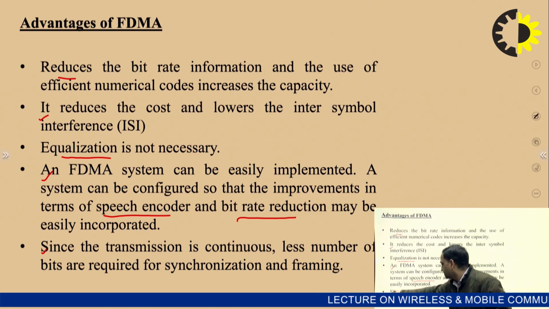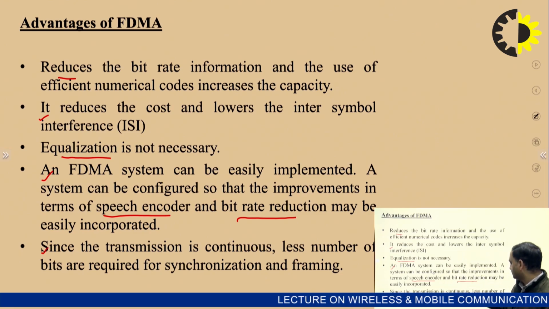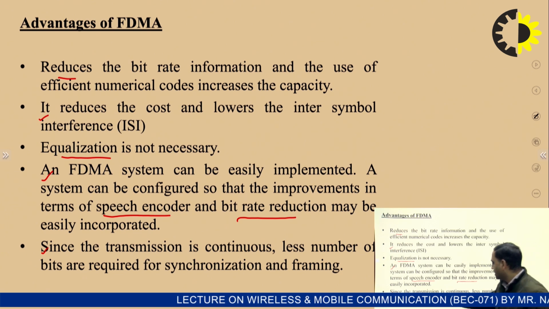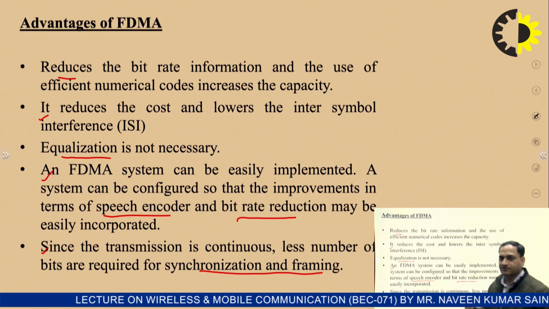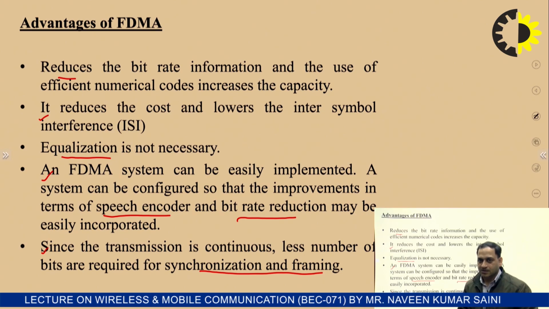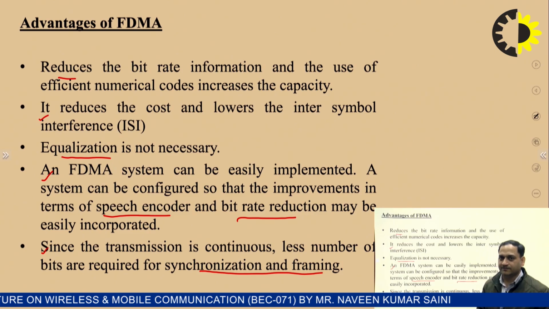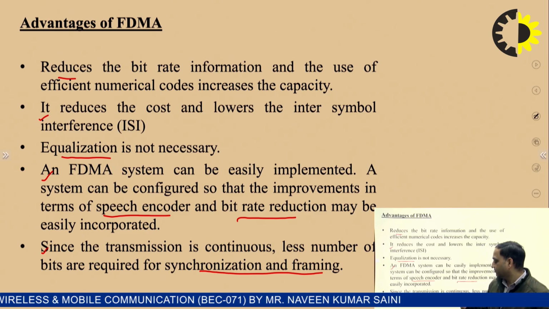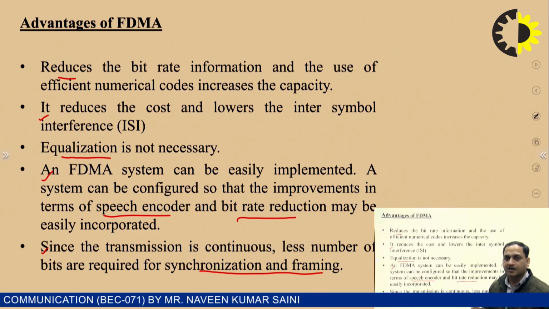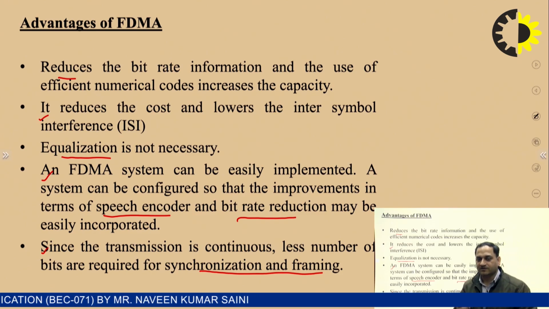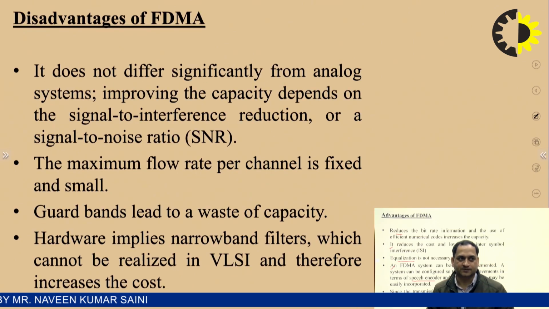Next, since the transmission is continuous, fewer bits are required for synchronization and framing purposes. It means that whatever bits we are transmitting from the transmitter, in the case of the FDMA system, we don't use more bits only for synchronization and framing purposes. Whatever bits we are transmitting will be used only for the payload.